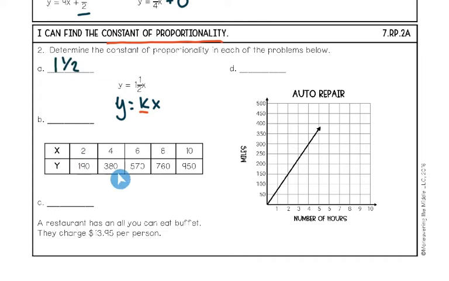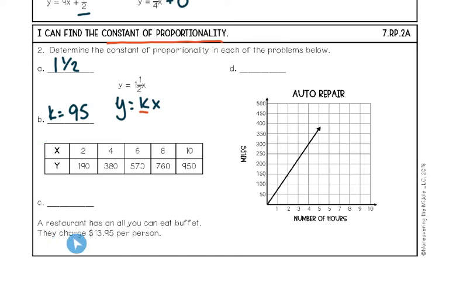Let's look at it in the table. You're given x and y values. We're going to assume that the table is proportional. So all you have to do in the table is divide any y divided by the x. So 190 divided by 2. That would be 95. You might also see this written as k equals 95 because we use the variable k to refer to the constant of proportionality.